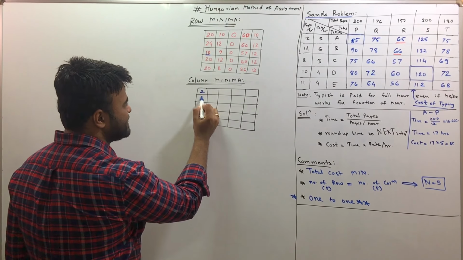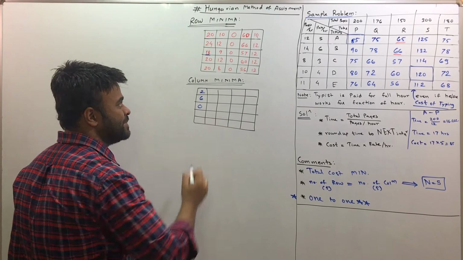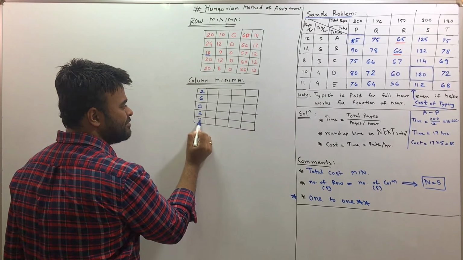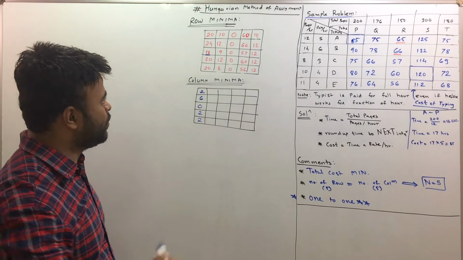24 minus 18 gives me 6. 18 minus 18 gives me 0. 20 minus 18 gives me 2. And 20 minus 18 gives me 2 again. Now let me do one more for you.